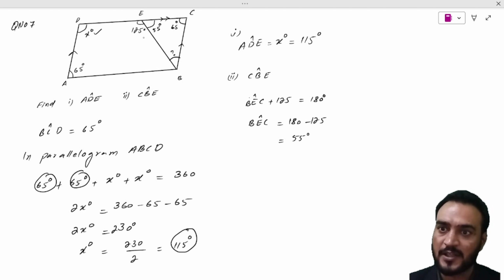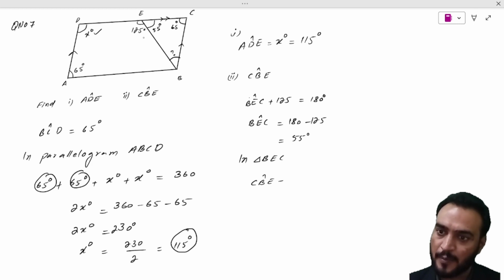Now we will consider the triangle BEC. In triangle BEC, the sum of interior angles is equal to 180 degrees. So the first interior angle is CBE, which is required.